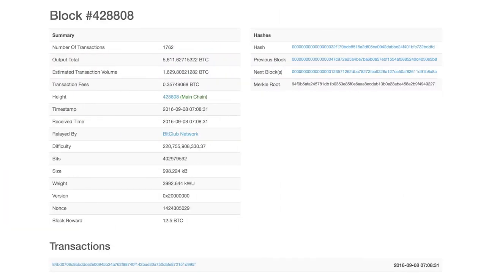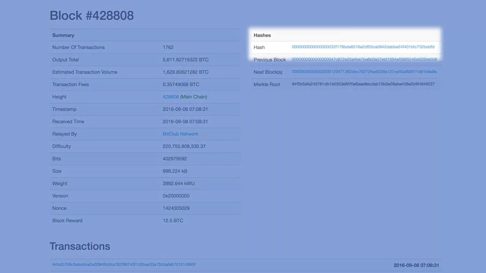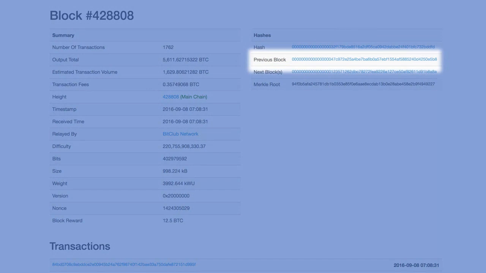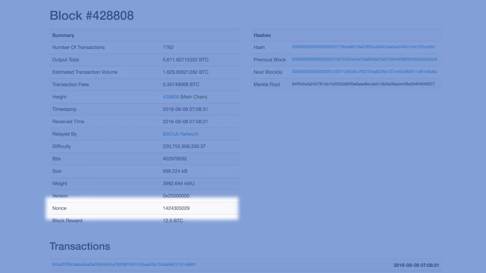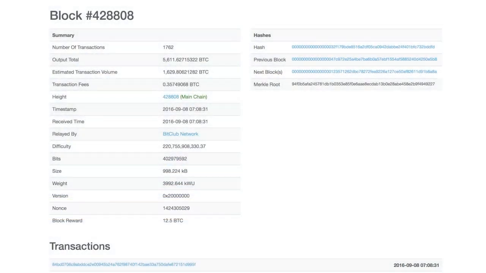Let's now look at the more recent block 482808. On the right panel, note the current block hash, the previous block hash, which is a link to the previous block, and on the left panel, down here, the nonce. You will learn about the block hash computation in the module quiz and in the later lessons.